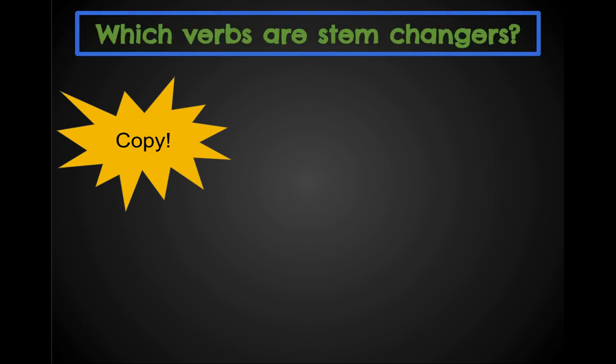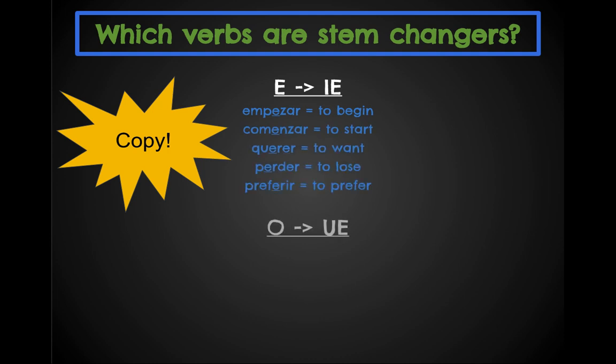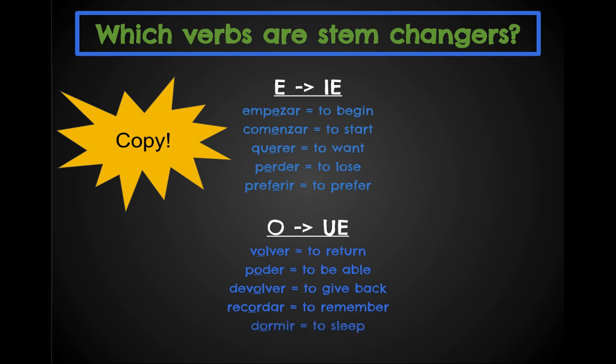So, how do we know which verbs are stem changers again? We covered the ones that have an E changing to an IE in the previous video. But these are a few with an O that will become a UE. Copy these into your notes so that when you encounter them in class, you will remember that they are spelled differently. Volver, poder, devolver, recordar, and dormir.